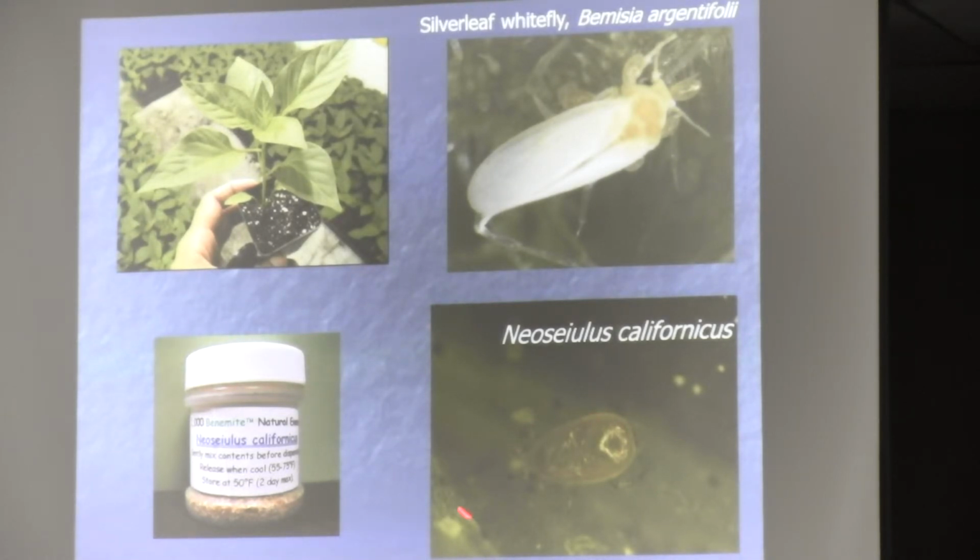So this is another type of mite, but this is a predatory mite. It's called Neoseiulus californicus. It eats other mites. So this is a good guy. And you can buy these in a bottle of 1,000. They work quite well.